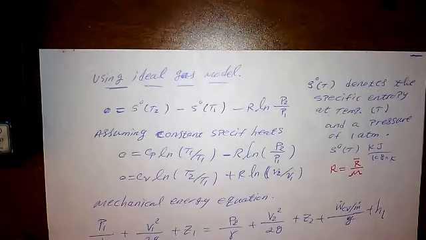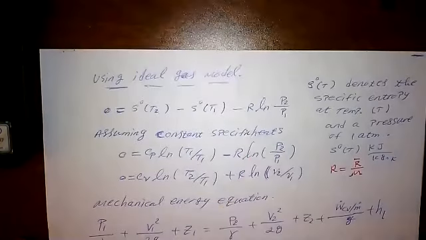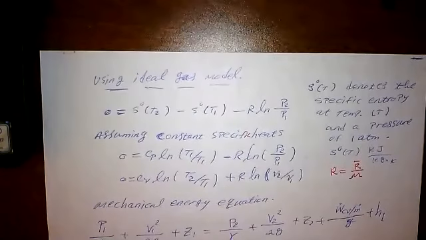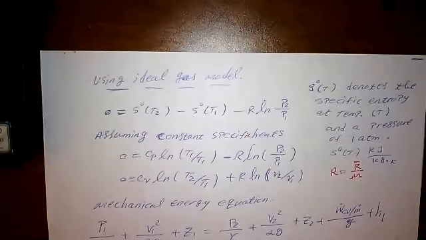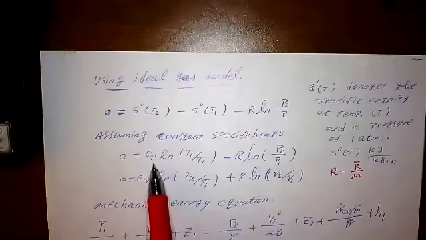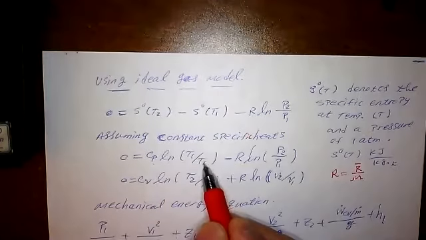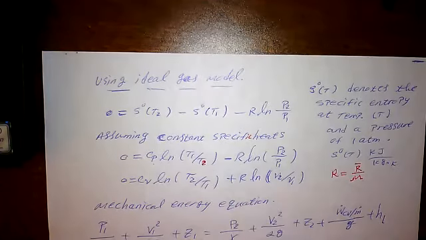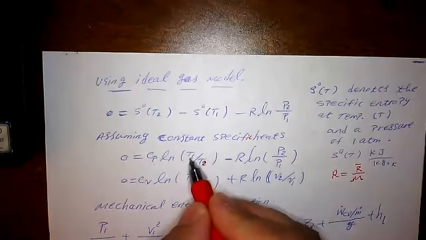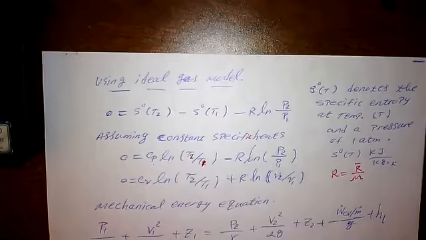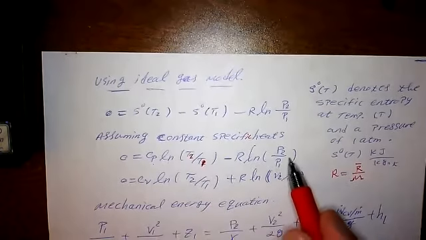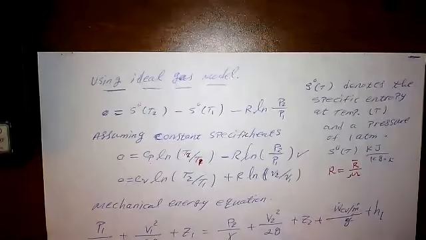Another formula: if you have the assumption of constant specific heat, then we have Cp, the specific heat at constant pressure, natural log of T2 over T1, minus R natural log of P2 over P1. So that is one formula.